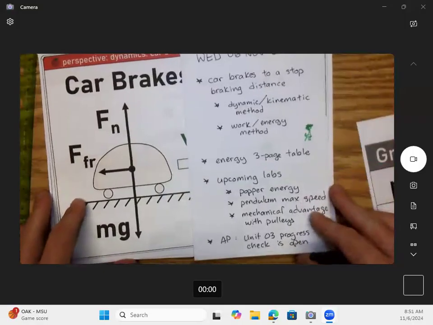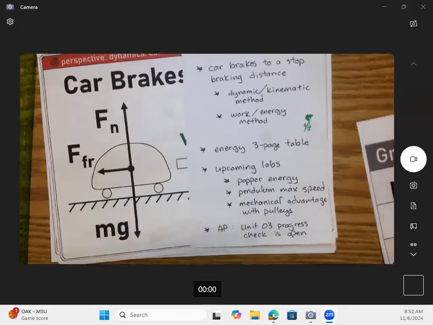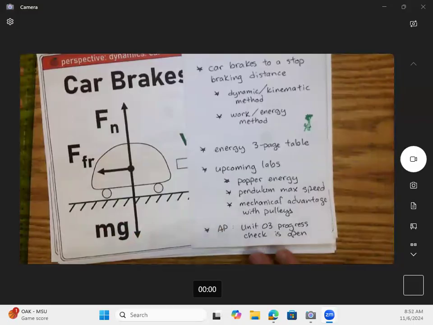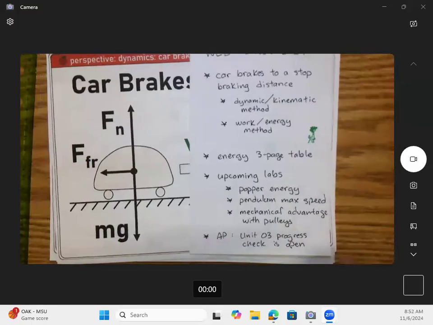AP Unit 3 progress check has been open. So be looking at those questions. They're all energy and work questions, right? There's probably some power questions. We haven't quite got to power, but we're getting there, one day at a time. So it might be a good idea to read those questions against the ones you can answer. Maybe we haven't covered 100% of the content yet, but we're getting there one day at a time.